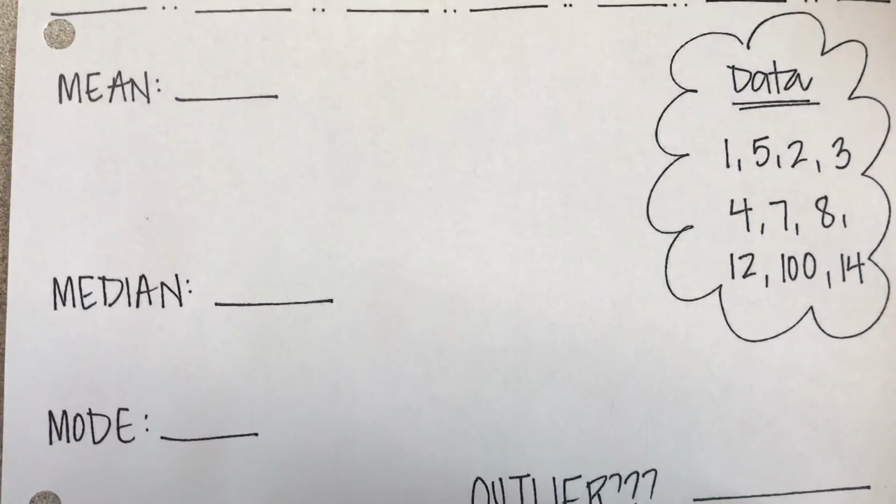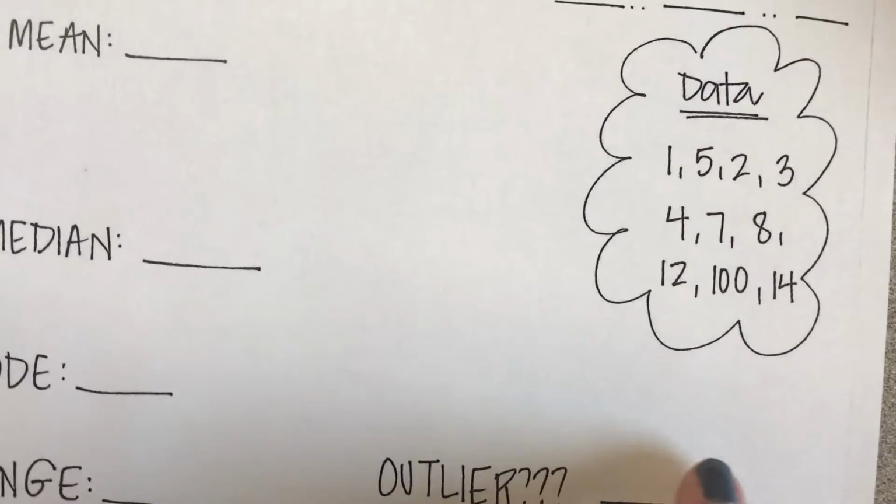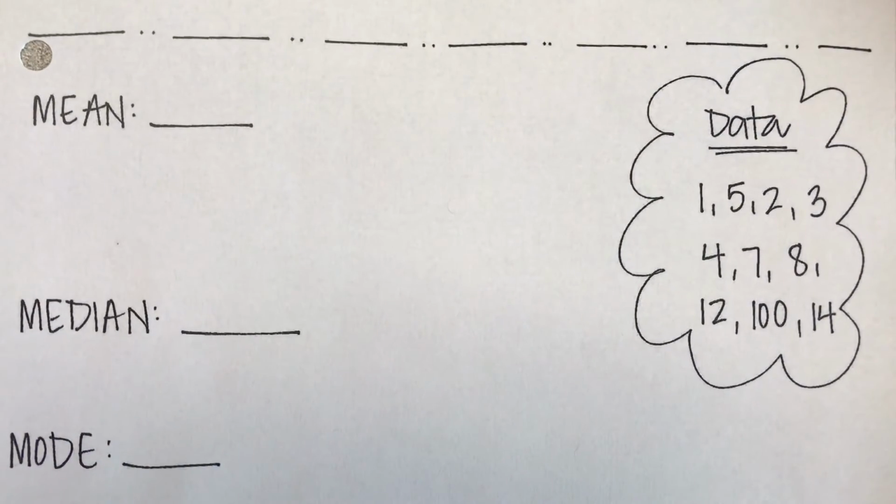And then let's do one more example. Let's do this. Except for the outlier, don't worry about the outlier right now. Why don't you pause your video, go ahead and do this example on your own paper, and then let's see what you get.